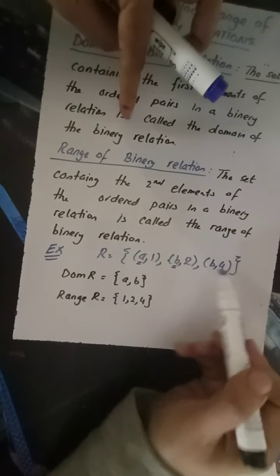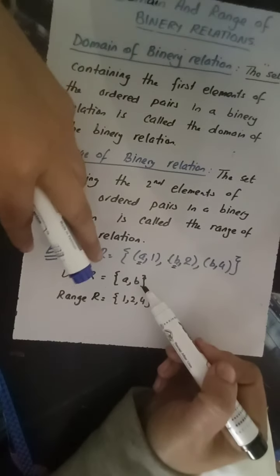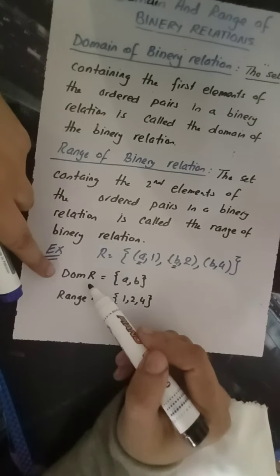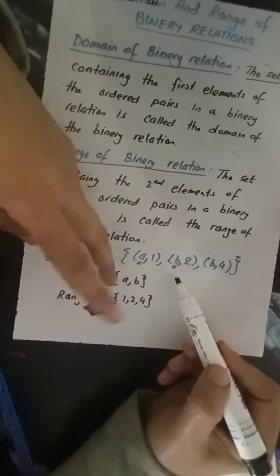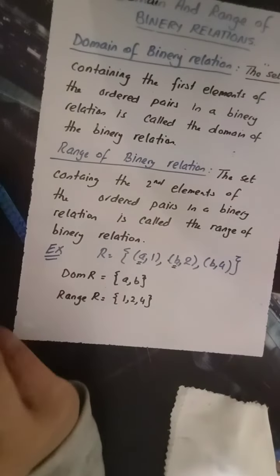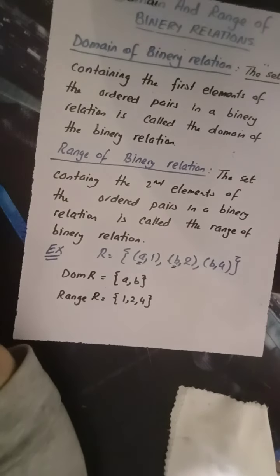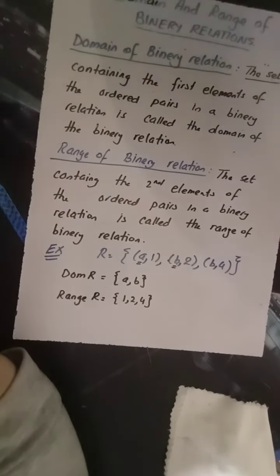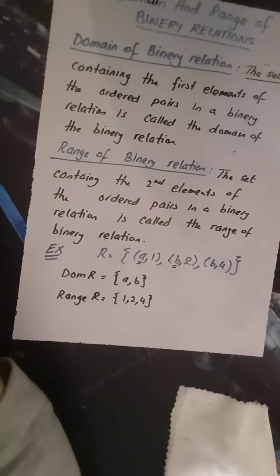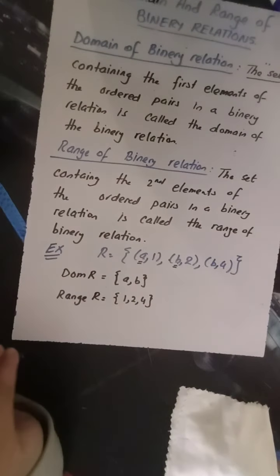So this is a binary relation. These are the ordered pairs. This is the first element. This is the second element. If you pick the first elements and make a set, this will give you the domain. If you pick the second elements of the ordered pairs and make a set, it will give you the range of the binary relation. And this completes the definition of the domain and range of a binary relation. In the next lecture, we are going to do the exercise relating to these topics.